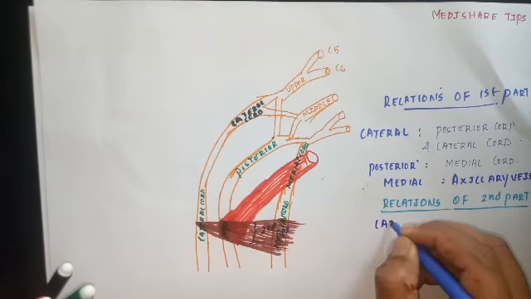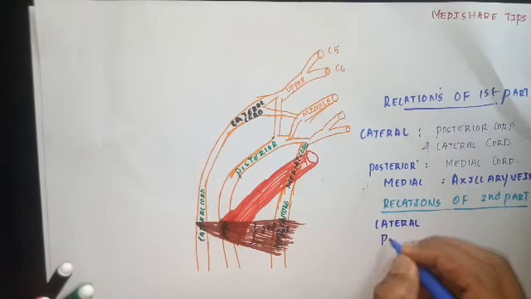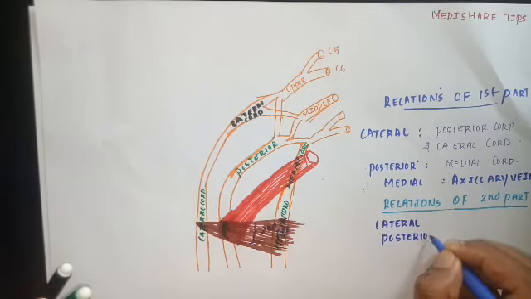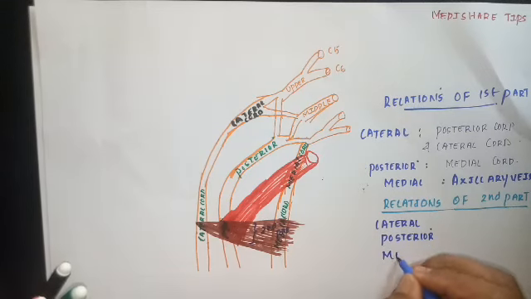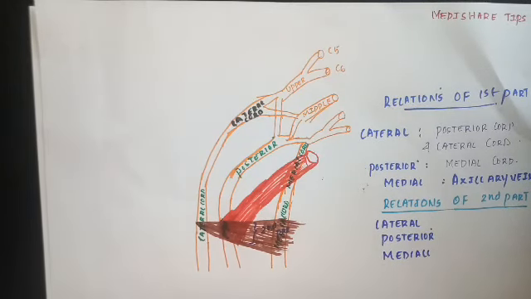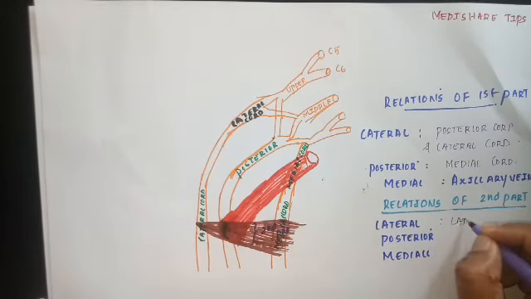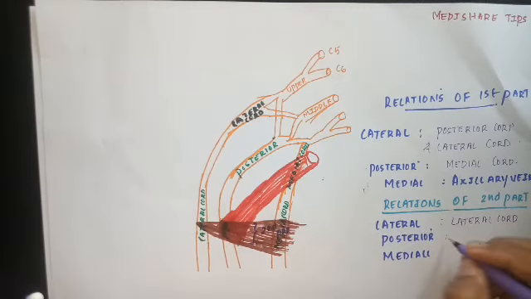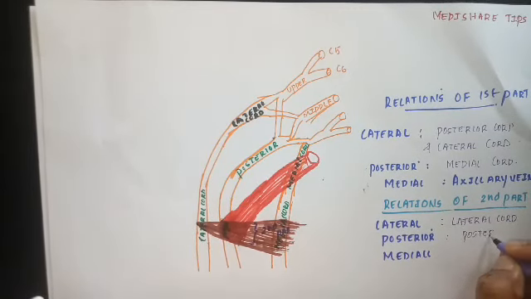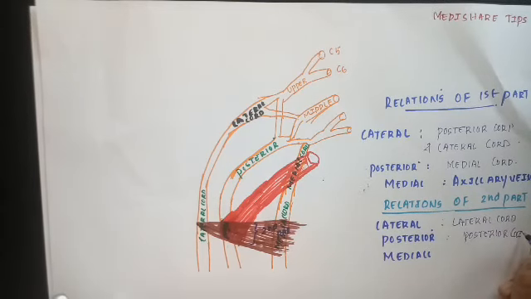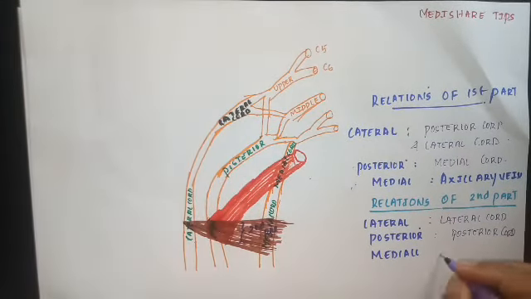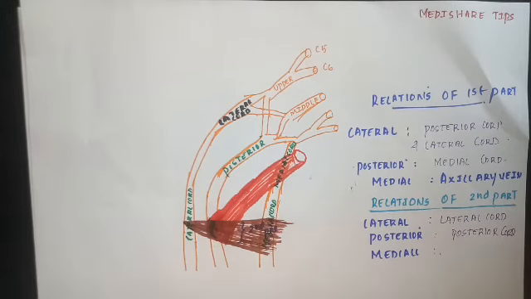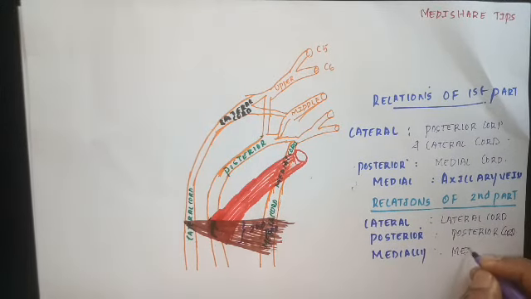So lateral relation, posterior relation, medial. Laterally, it is related to the lateral cord of brachial plexus. Posteriorly to the posterior cord. Medially to the medial cord. And the axillary vein.